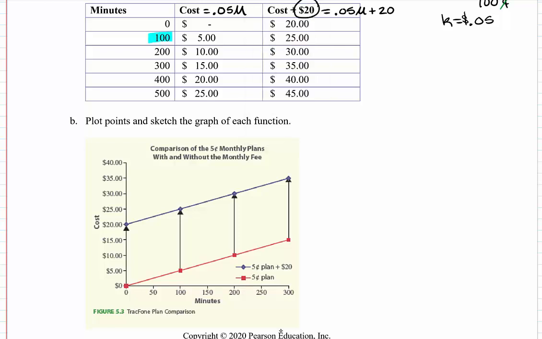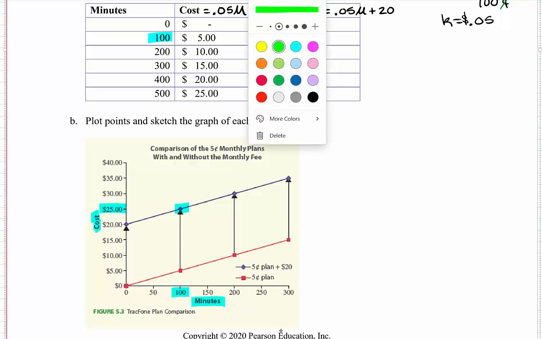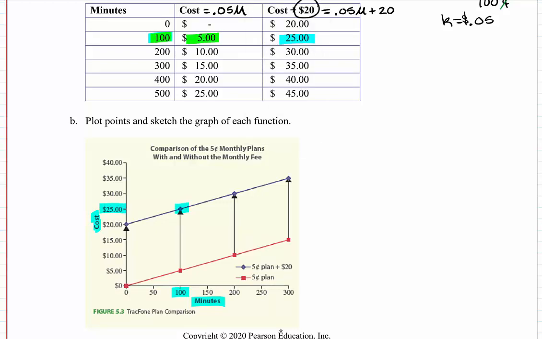The 125 is this one, because you go out to 100 on the minutes axis, and you go up to 25 on the cost axis. Another point that we have here is 100,5. That's this one. You go out to 100 on the minutes axis and up to 5 on the cost axis. So what they've done here is they've plotted both of these on the same graph.